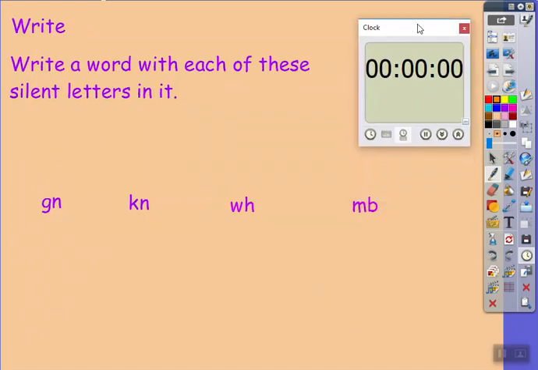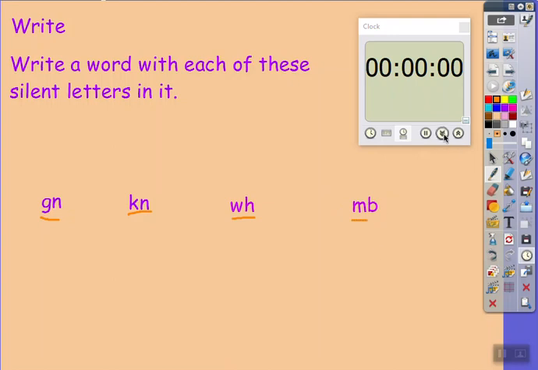Right, so now we're going to do some writing. I've got some of the silent letters here. We've got GN. It's normally the G that is silent. Here it's the K that is silent. With the WH, it's the H that's silent. And with the MB, it's the B that is silent. And this one is usually found at the end of a word.